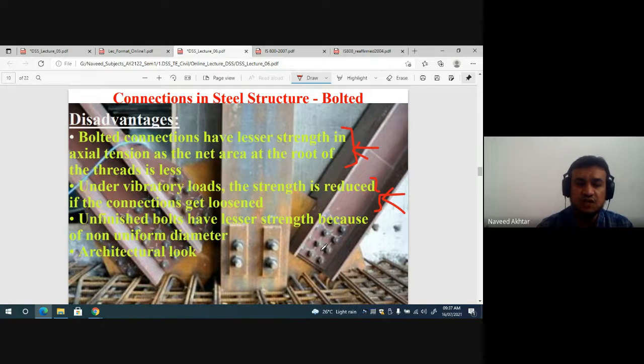Unfinished bolts have lesser strength because of non-uniform diameter. So definitely it is a drawback of the unfinished bolt, or unfinished bolt is also called common bolt or black bolt. So they are less strong, and also it does not look good as compared to welding or riveting, you can say. So appearance is also hampered due to the bolted connection. So these are some of the advantages and disadvantages.